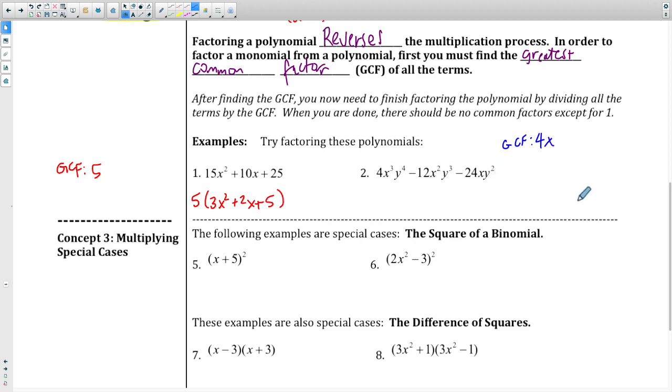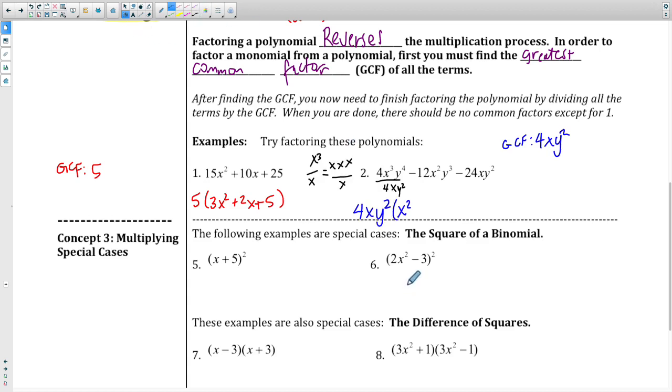And then our y's, yep, we can go y to the what power? Well, this is a second, this is a third, this is a fourth, so y to the second is my GCF. And so when I factor this, I'm going to factor out a 4xy to the second, and I'm going to divide each of these terms by that. So if I divide this, it gets rid of the 4, and it brings down my x to x squared. Because if I need to write this out.